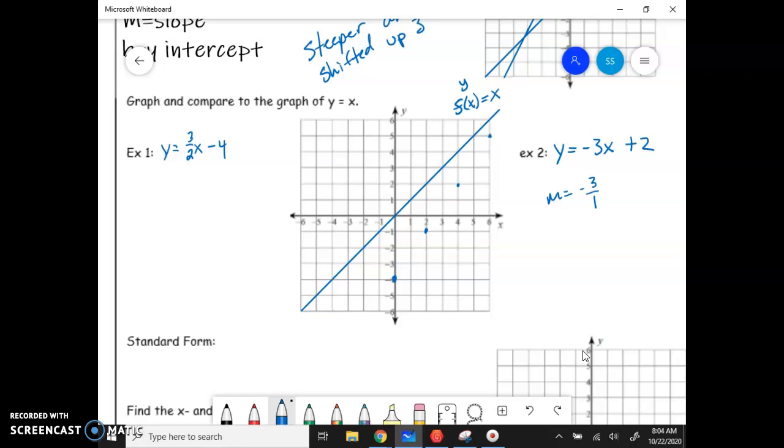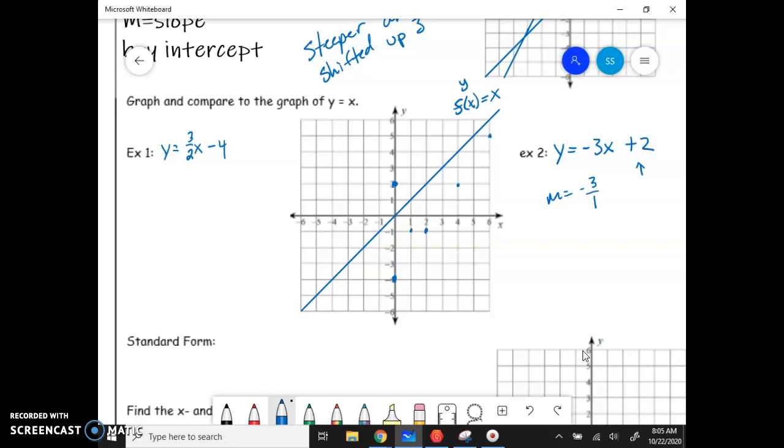Okay, so let's first start with our y-intercept. Always start there. So I'm at positive 2 on the y-axis, and I'm going to go down 3, 1, 2, 3, over 1 in the positive direction, right? I went down and then positive 1.